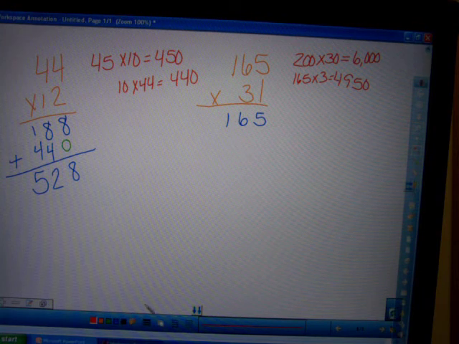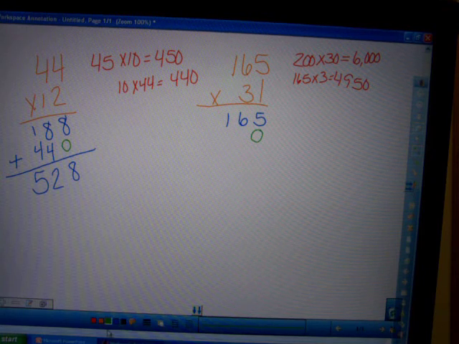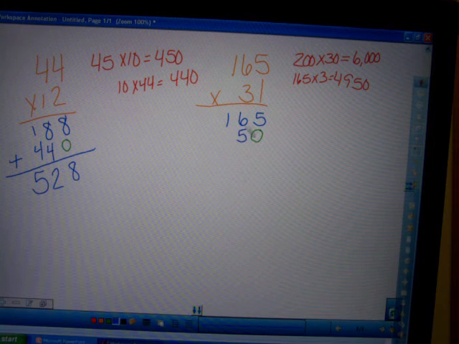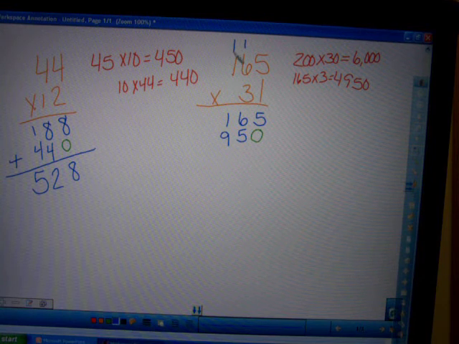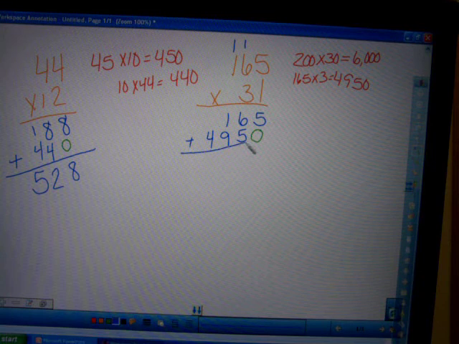So what I need to do is what I said before, where I annex in a 0 for the 10 in the 1 spot, because notice how it ends in a 0 here. And that way I can just move over and multiply normally. So 3 times 5 is 15. 3 times 6 is 18, plus 1 is 19. And then 3 times 1 is 3, plus 1 is 4. Notice I got 4,950. And all I did was annex in that 0.